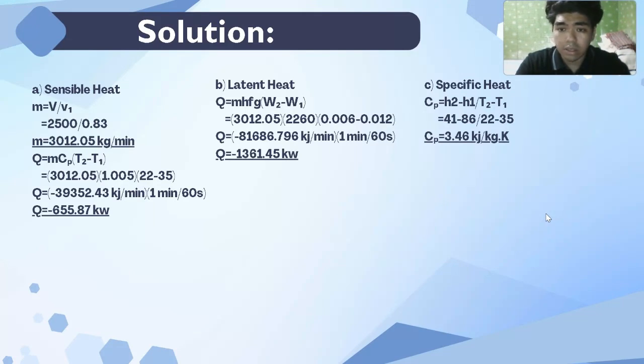Now to solve for specific heat, which is H2 minus H1 divided by T2 minus T1, which is equal to 41 minus 86 divided by 22 minus 35, which the final answer will be 3.46 kilojoules per kilogram times Kelvin.